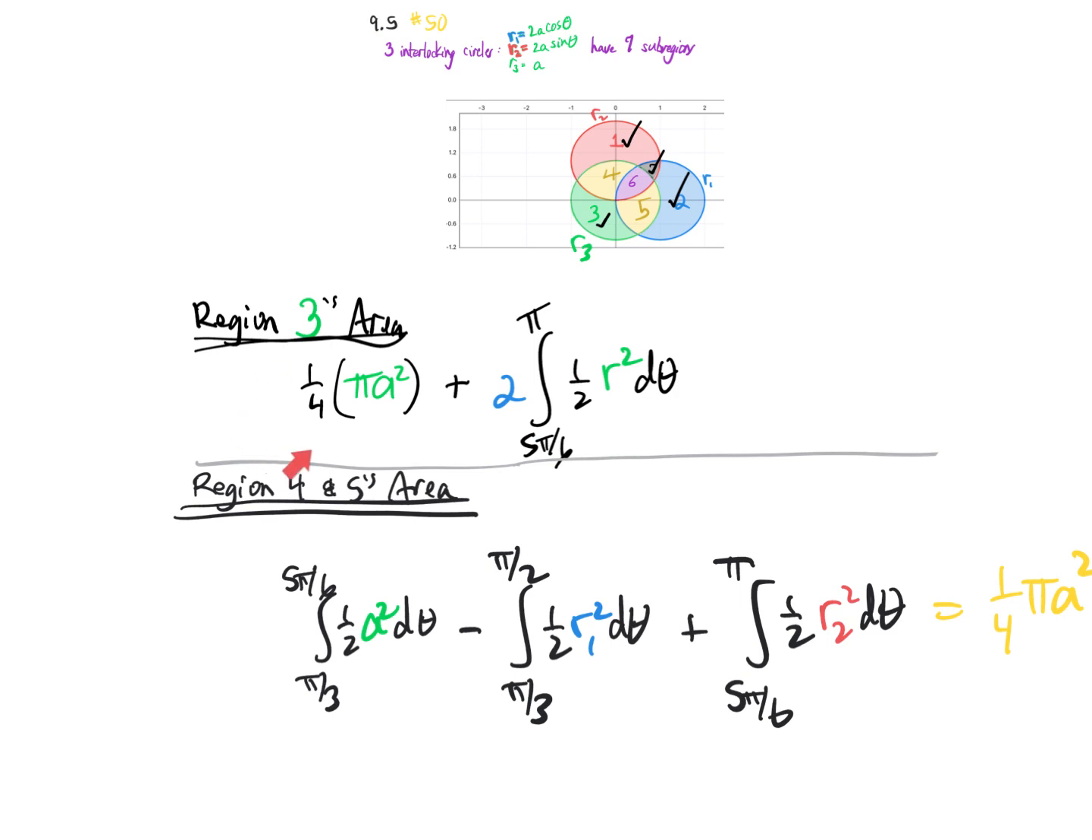Region 3's area is actually just a quarter of a circle plus 2 slivers, which is described with this definite integral. Region 4 and region 5 each have the same area, and that would be this definite integral minus this one plus this one, which happens to be exactly equal to just 1/4 of that circle, which is the green one.